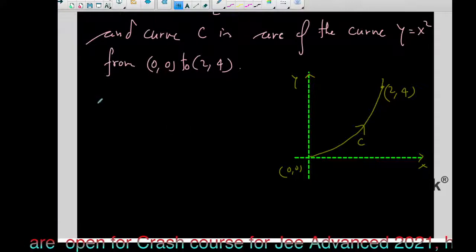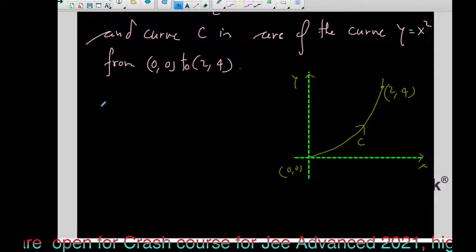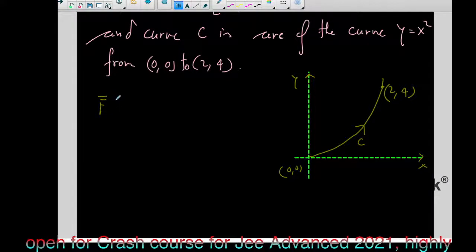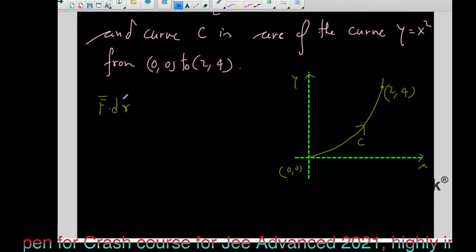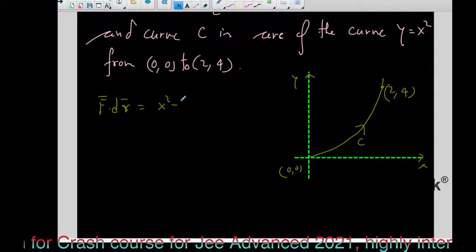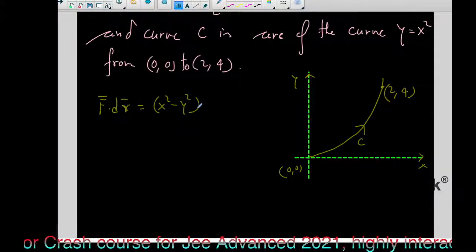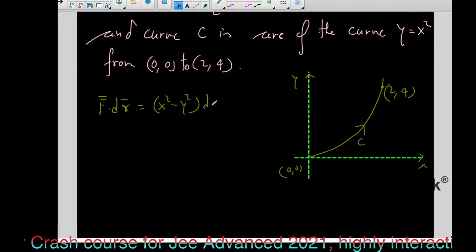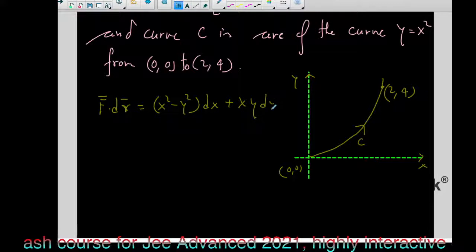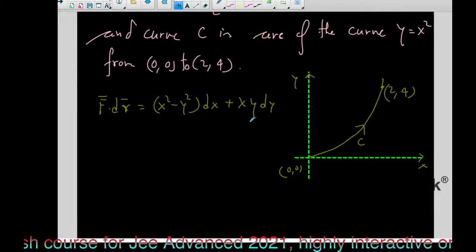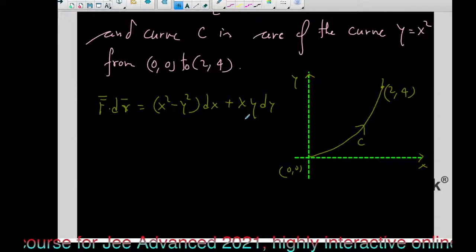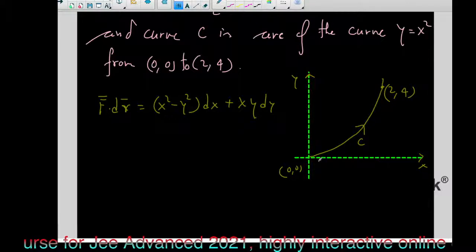So what do you want? Do you want to take the independent variable as x or y? What are you doing? I've taken dy, sir. F dot dr, with x as the independent variable: x square minus y square dx plus xy dy. The integral I've gotten is 2x to the power 4 minus 3 square. Now integrate from 0 to 2.